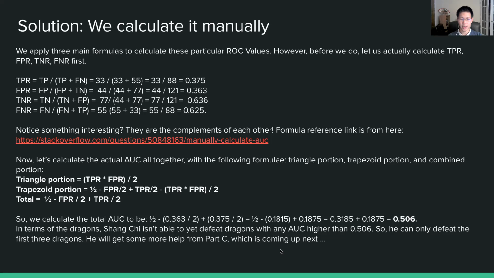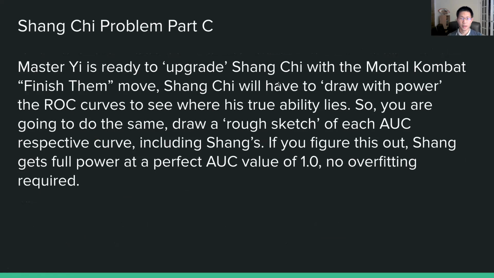But do not worry, Shang-Chi will get help in part C. As always, the Marvel characters level up later in the movie. So part C, there's something called Master Yi. I know it's a League of Legends reference, it's not from the movie, but somebody who I want to call a master to Shang-Chi. Master Yi is ready to upgrade Shang-Chi with the Mortal Kombat finishing move. Shang-Chi will have to draw the powered ROC curves where his true ability lies.